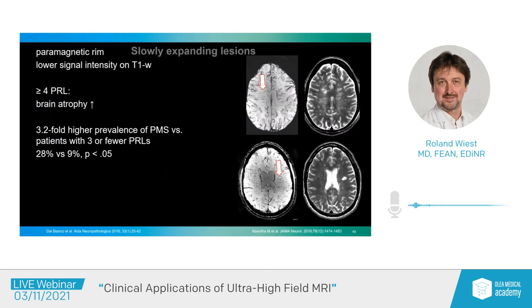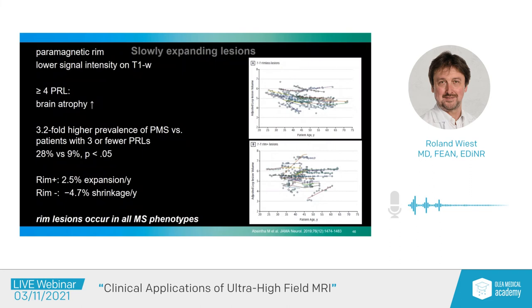Several studies have also shown a prognostic yield for the presence of this kind of lesion. So if there are more than 4 paramagnetic rim lesions, these patients showed a higher risk of brain atrophy. They also show a higher prevalence of progression to progressive multiple sclerosis, versus the patients that had fewer than these 4 lesions. And finally, these lesions tend to expand over time, at least in the early stages of the disease, within the first 5 to 6 years. A drawback is that they are not specific. These rim lesions occur in all of the MS phenotypes, so it's not a classification of a certain subtype.